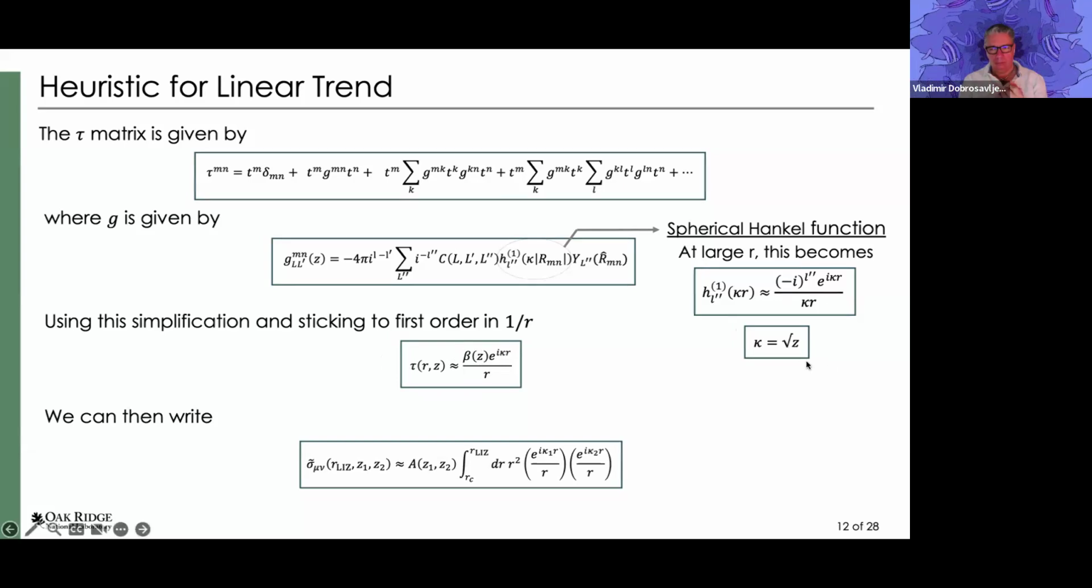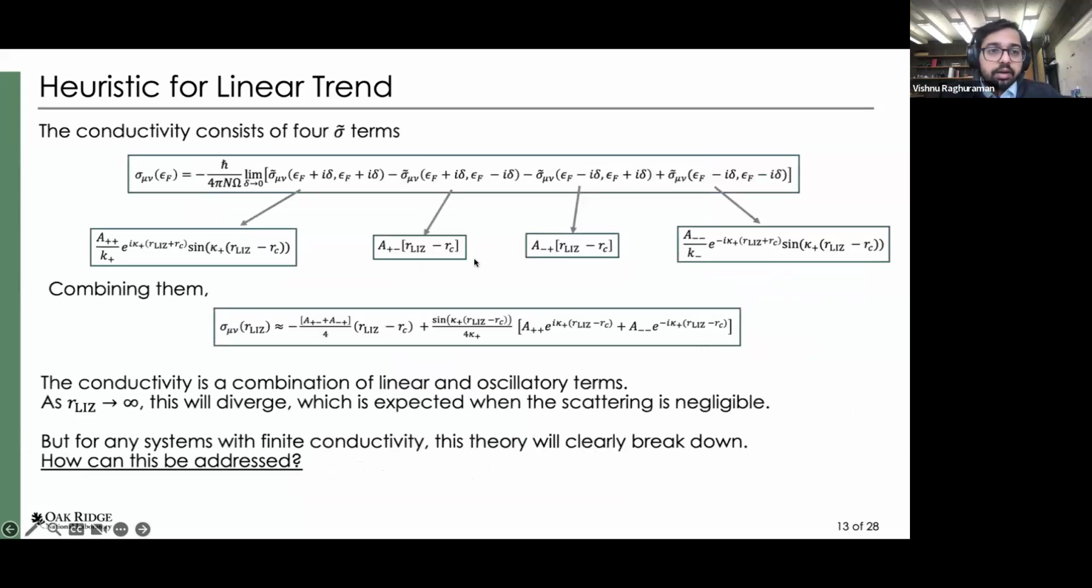If we insert that into your sigma tilde, you have this product, which is very straightforward to evaluate. Your R squares cancel, and this is an exponential integral. As you may recall, the conductivity is actually a combination of these four terms and these four different energies. If you do that, we find that these center two energies are linear, and these two other corners are exponential. As your R_LIZ increases, this linear term is what will dominate, because this linear term will keep on growing.